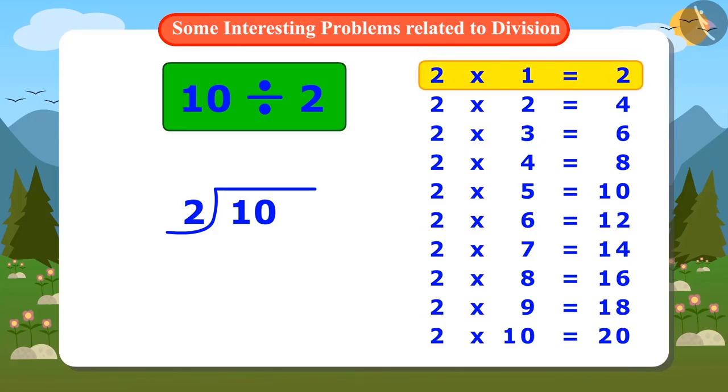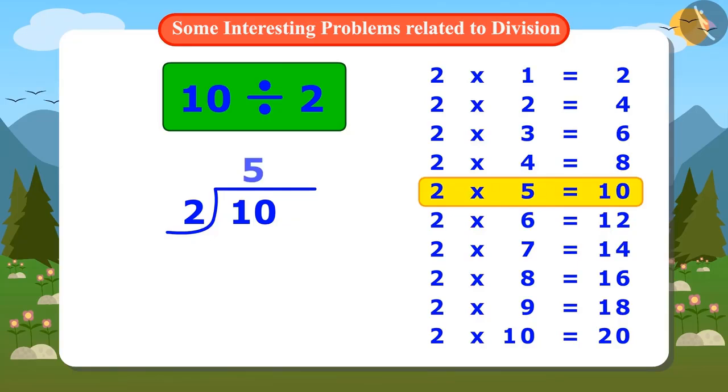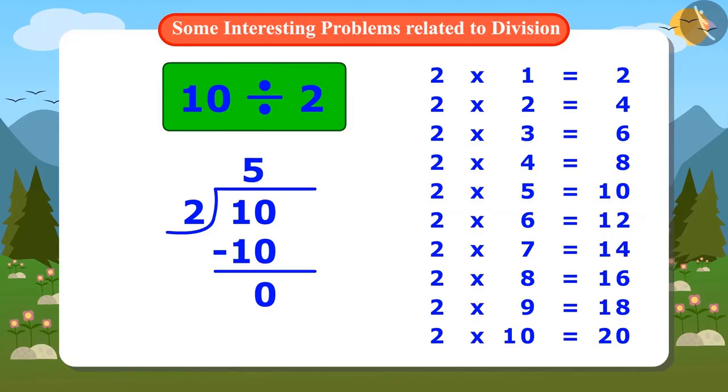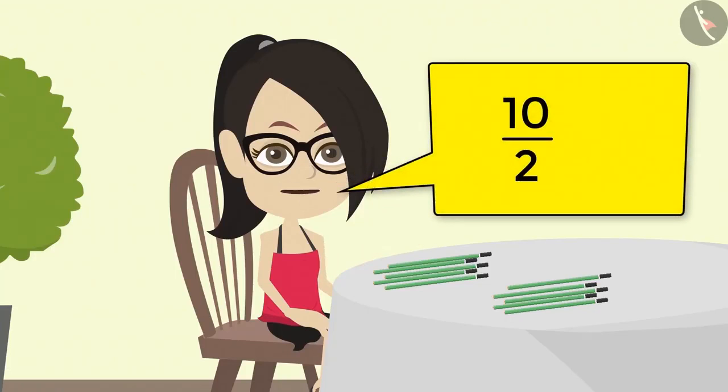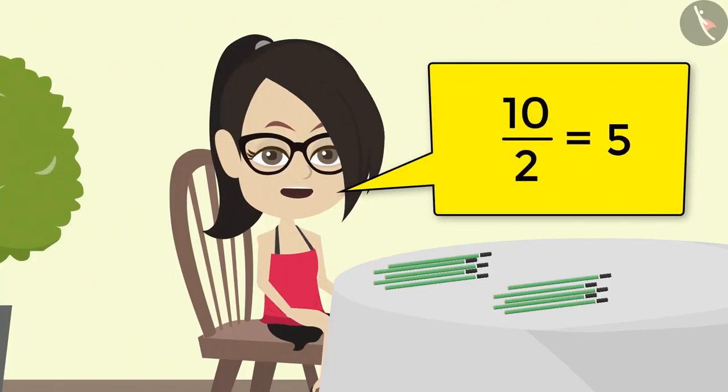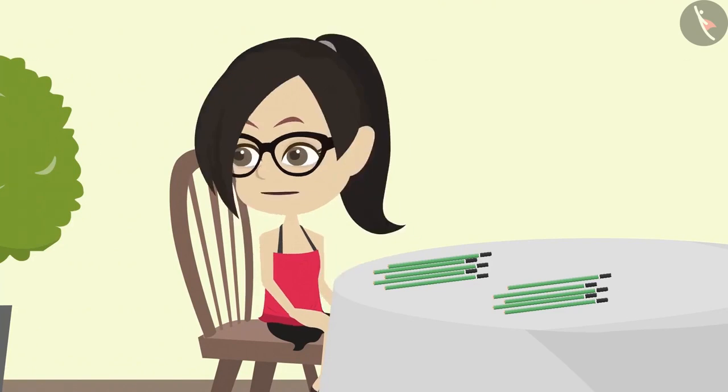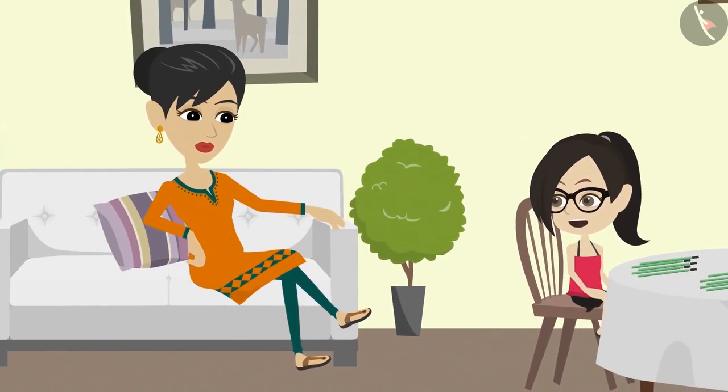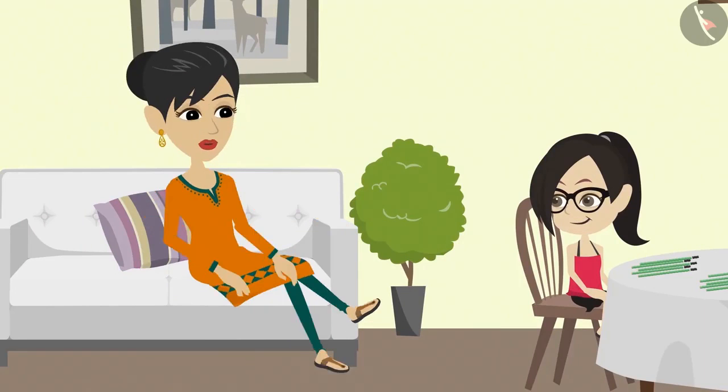2 ones are 2, 2 twos are 4, 2 threes are 6, 2 fours are 8, 2 fives are 10. That is, 2 times 5 is 10. The answer is 5 when 10 is divided by 2. Let's tell Mummy. Mummy, the answer was 5 when I divided 10 by 2.